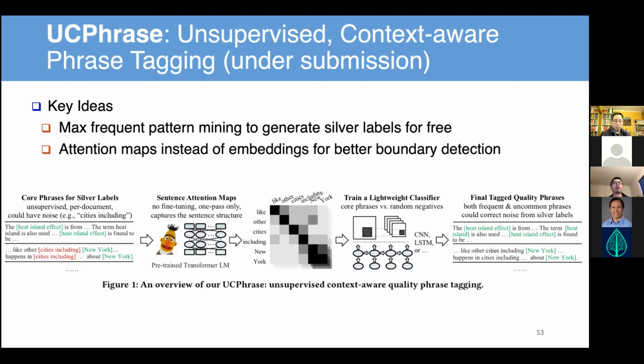We realized that the attention map is actually a great source here, because from the attention map, you don't know what these words are. You cannot identify the words from the attention map itself, but you know their connections. And their connections are the focus we want for phrase mining. So if we train the model from the attention map, it will not easily overfit the silver label we have, and it can generalize much better.